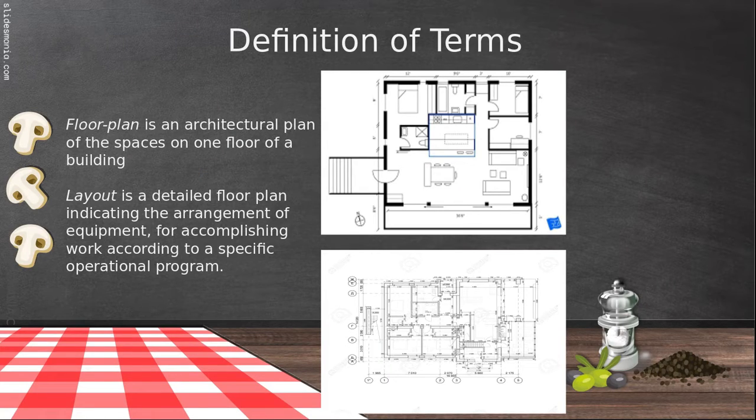Floor plan. As you can see in the picture, it is an architectural plan of the spaces on one floor of a building. And layout, the second picture, is a detailed floor plan indicating the arrangement of equipment for accomplishing work according to a specific operational program. So you can see that the second picture is very well detailed. There are measurements and the location of each equipment, where they should be placed or located.